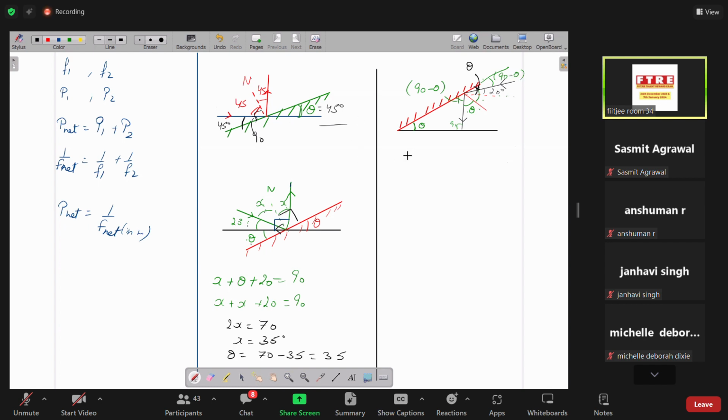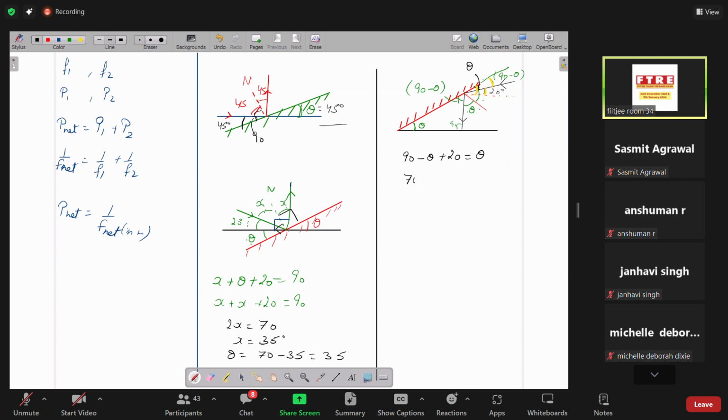So we get here 90 minus theta plus 20 is equal to theta. How am I getting it? Just see here. This angle is theta. This angle is 20 degrees. This angle is 90 minus theta. So can I say that theta is equal to 90 minus theta plus 20? Yes, ma'am. So now let's solve it further.